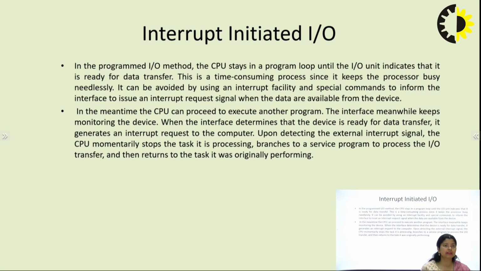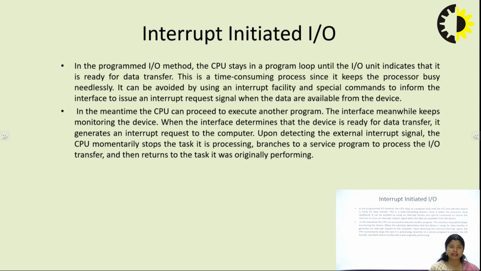In the interrupt initiated I/O, what happens? In the interrupt initiated I/O, the CPU is not always busy. Whenever data is transmitted by the peripheral to the memory, whenever the data valid value is enabled in the peripheral device, at that moment only the CPU transmits that particular data. Otherwise, the CPU is busy with other activities. So, in the meantime, the CPU can execute another program. The interface meanwhile keeps monitoring the device.